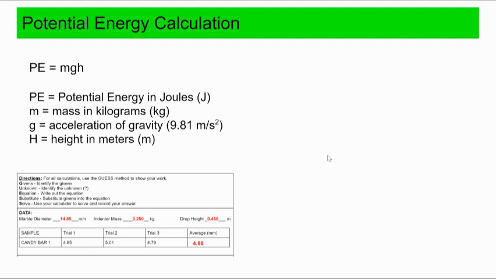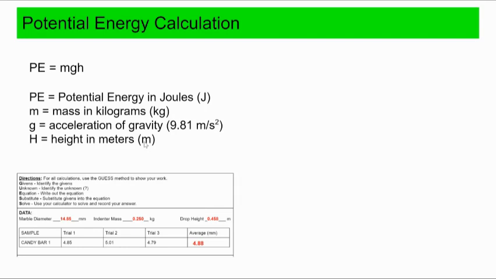So for the potential energy equation, we're going to take mass times gravity times height. Please note our mass needs to be in kilograms. Acceleration due to gravity is constant since we're on Earth, so you're always going to substitute in 9.81 meters per second squared. And our height should be in meters so that all the units cancel out correctly.